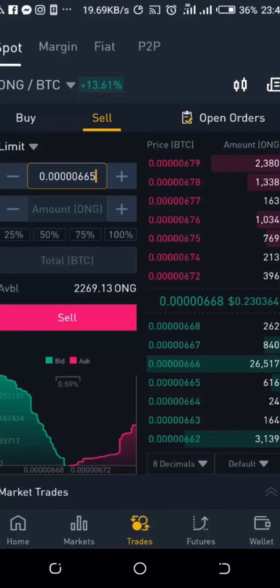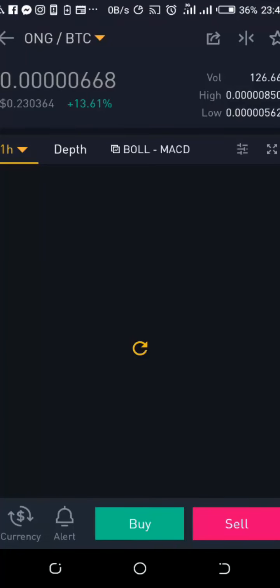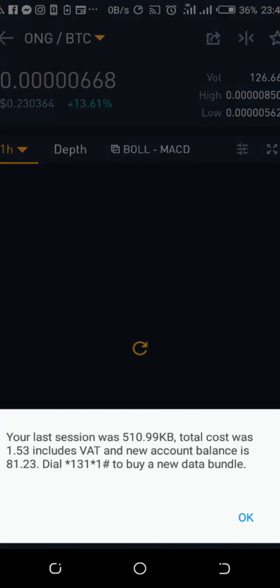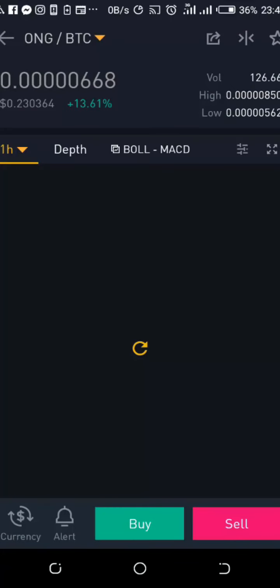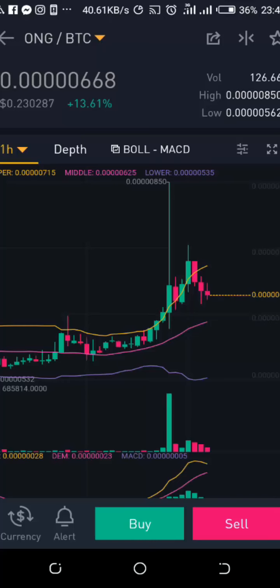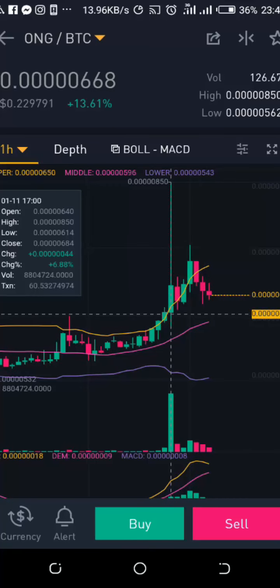Let's check again on the chart. We are going to look at the chart and see exactly the trend line moving up and down. You can see that this particular thing can happen within an hour. So let's look at this one, the highest bar here. As you can see, the high of this is 850 Satoshi. And as you can see, this particular one went up really high within an hour.